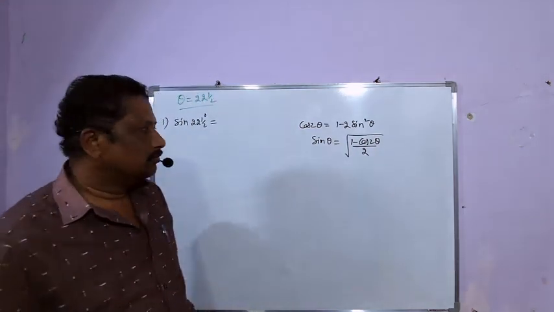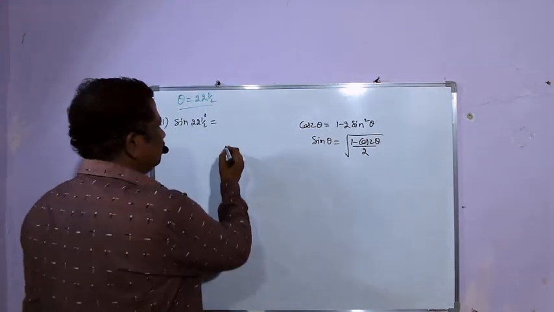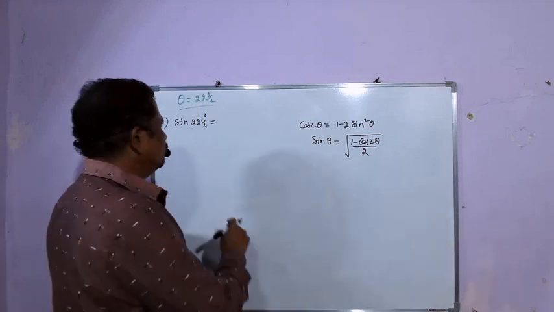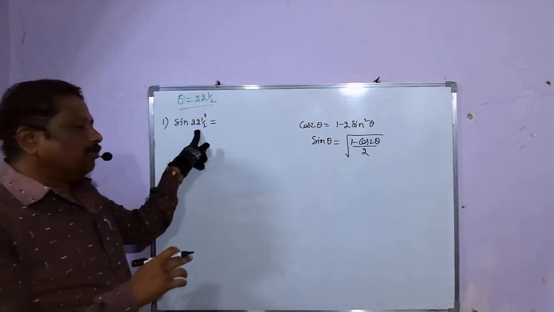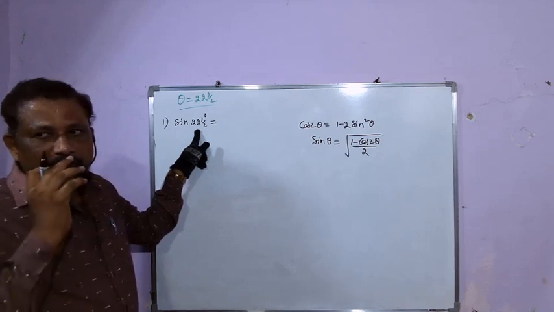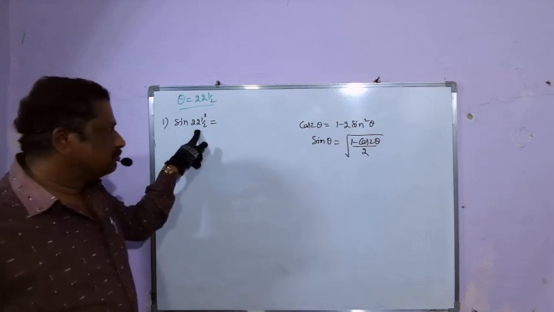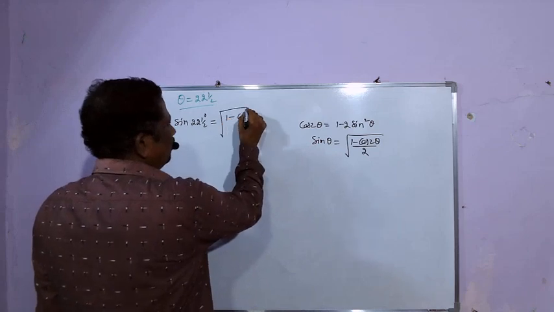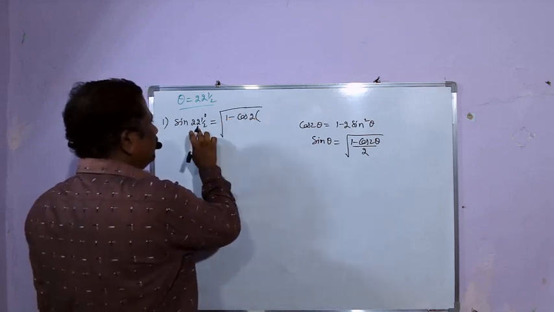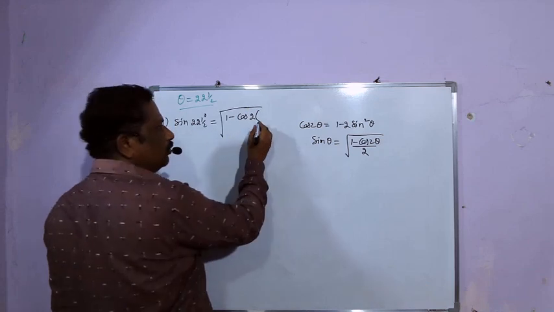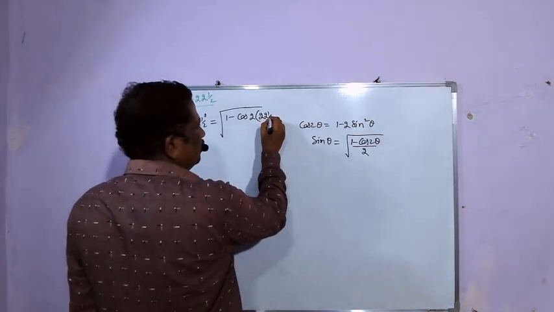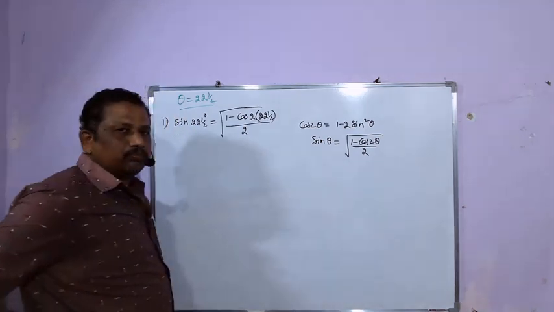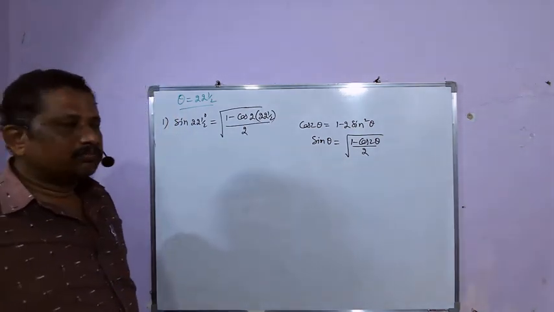Now the same formula I am going to apply here, sine in terms of cos 2 theta, so that double of 22.5 degrees we will get 45 degrees. That's why I am taking this formula. So 1 minus cos 2 theta, where 2 theta is 22.5 degrees, divided by 2. Any doubt here?